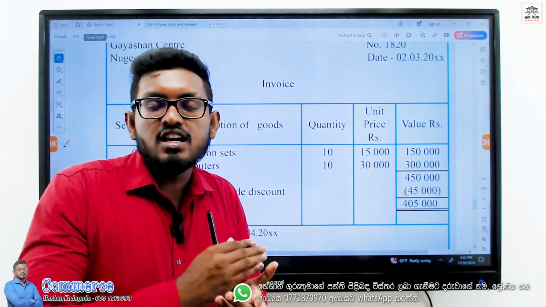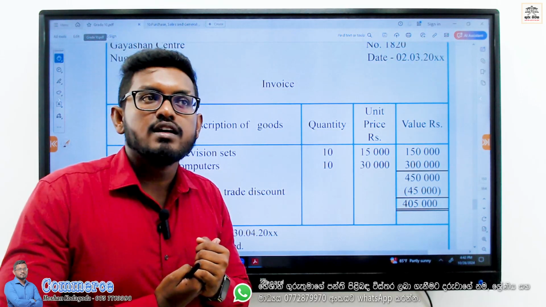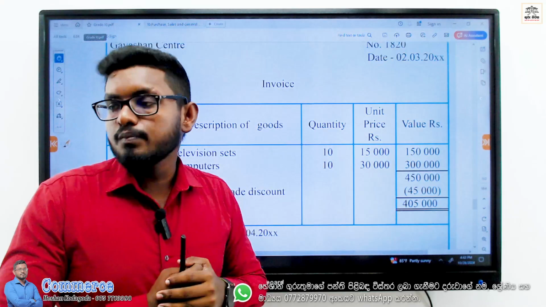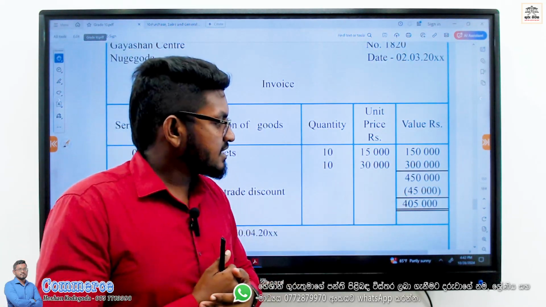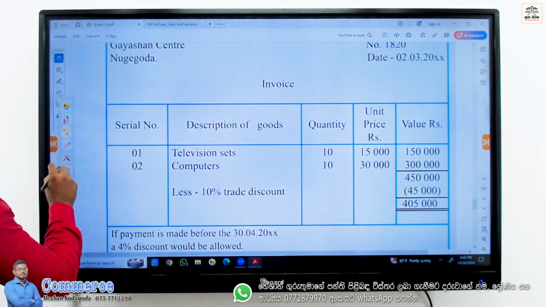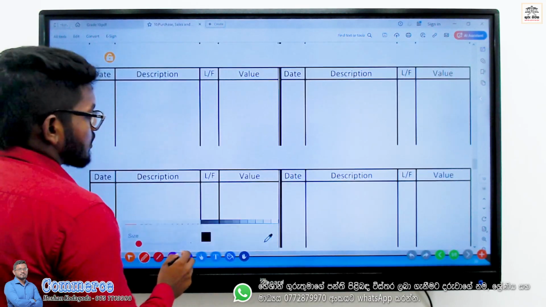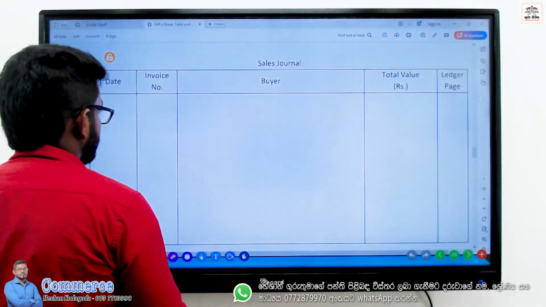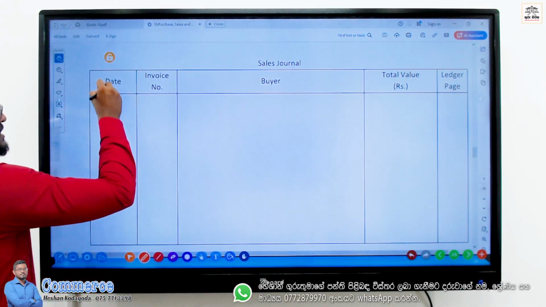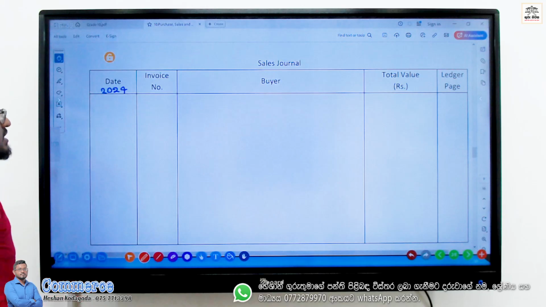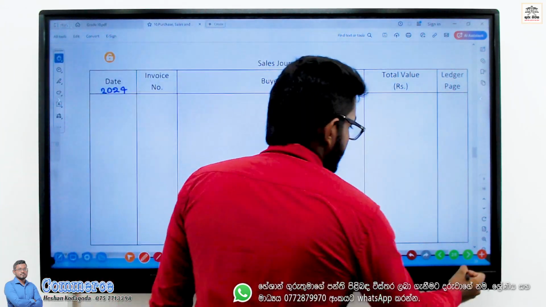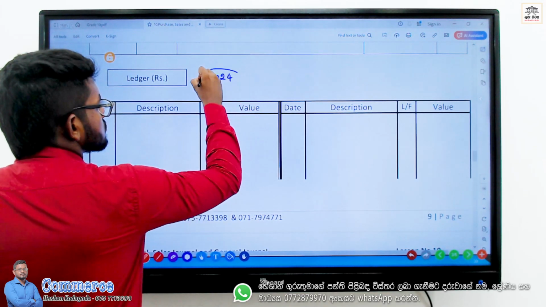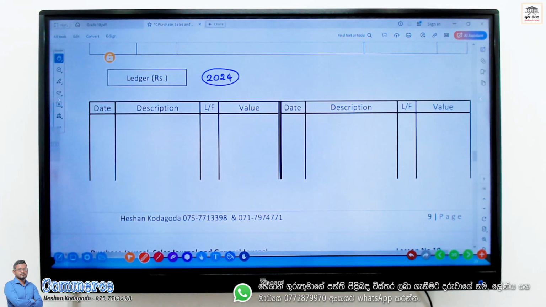You know trade discounts we are not taking to the accounts. Can you remember, guys? Right? Trade discounts we are not taking to the accounts. We are getting the net selling price. Okay, we are taking the net selling price in here. Okay, quickly write in your sales journal. Write 2024 in here. Then we don't need to repeat it again and again here. And also in the ledger heading, write 2024. Right?